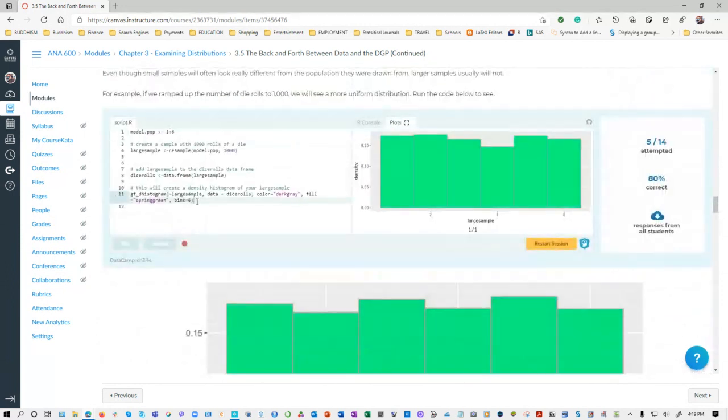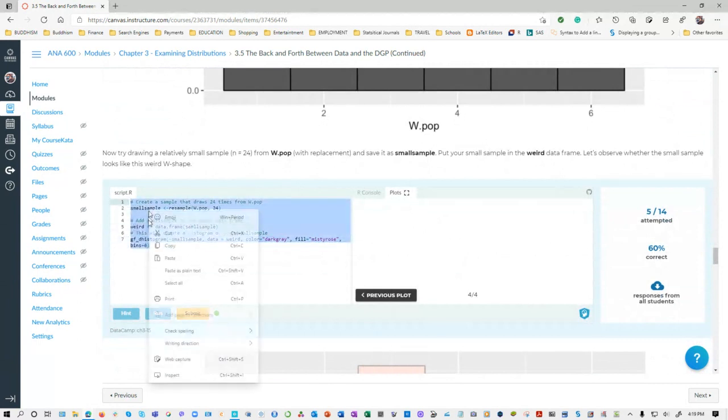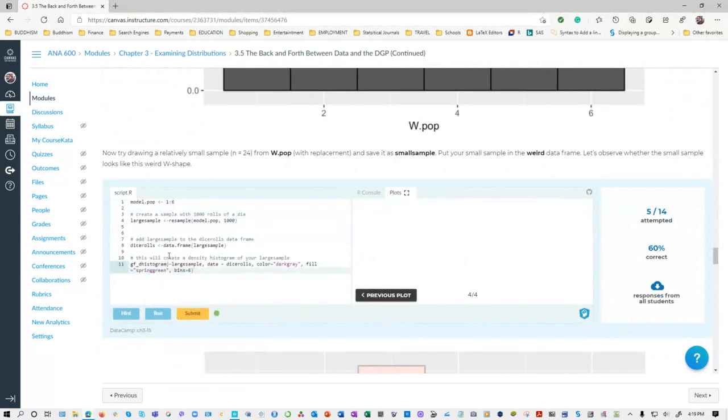Okay, what I'm going to do, I'm going to get this one, copy and paste over here. Doesn't matter. Then we don't have this one. Create a small sample with 24. And we have a small sample. The small sample has been taken from something called the WPOP, 24 calls.